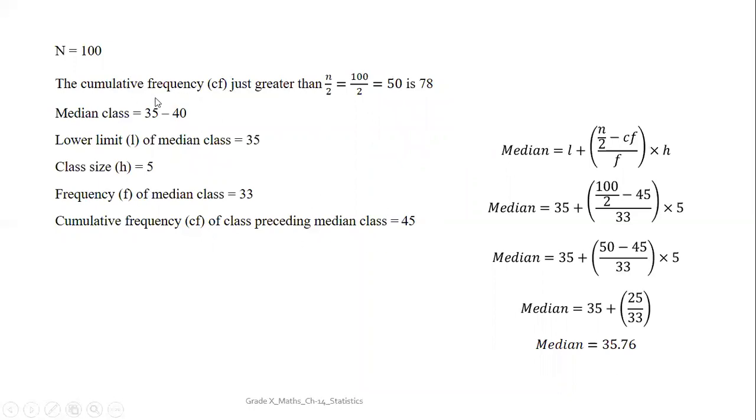Now, why are we finding the cumulative frequency first? To identify the median class. But that is not our CF. The CF preceding that median class will be our CF. Don't get confused here. First, we are taking the total number and taking the cumulative frequency larger than half of it. That is just to identify which is the median class. That is not our CF. The previous, the preceding CF will be our cumulative frequency.